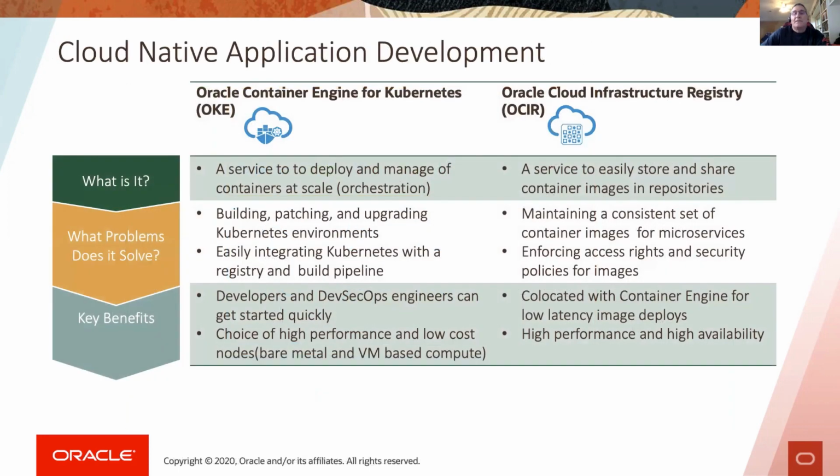Now if you look at cloud native development, we have OKE, which I briefly mentioned, to deploy and manage containers at scale. We also take care of the patching and upgrading of your Kubernetes environments. And also because OCIR is in that tenancy, we have very low latency as you pull your images from a registry into Kubernetes.